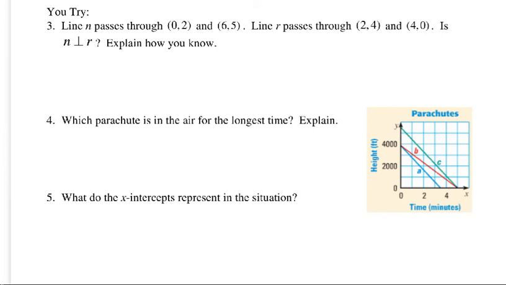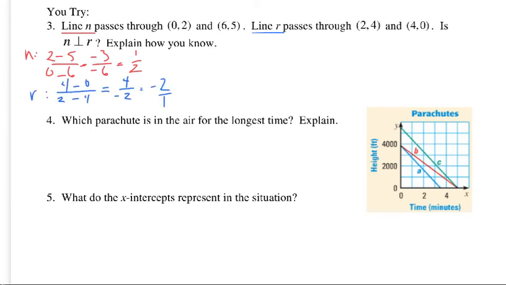Alright, so for line N, I'm going to do that in red right here. The slope that you get should be 1/2. For the slope of line R, you end up with -2. The reason I put it as -2/1 is so you can easily compare between the two of them. This question is asking if they are perpendicular to each other, and that would be yes, because they are reciprocals of each other, one is positive and one is negative, and also if you multiply them together, you end up with -1.